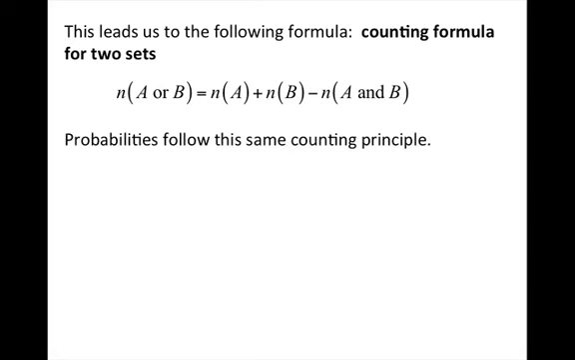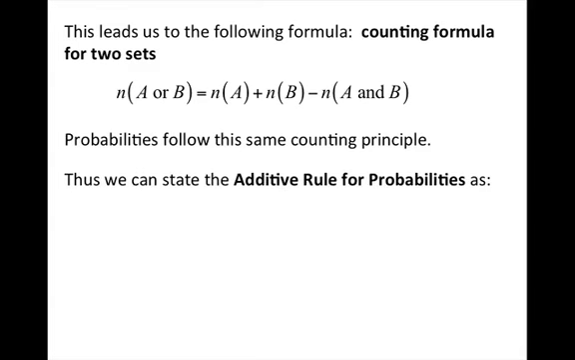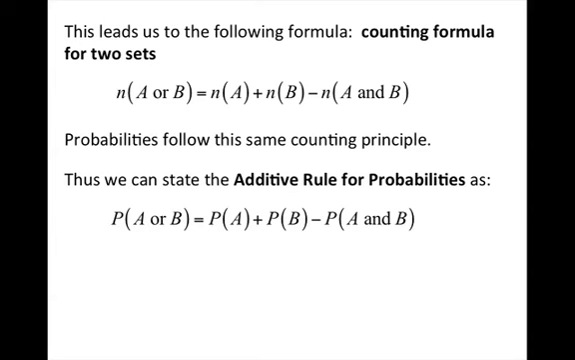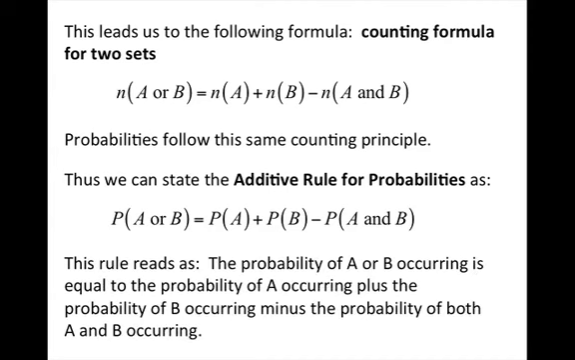Probabilities follow this same counting principle. We can use the additive rule for probabilities as the probability of A or B is equal to the probability of A plus the probability of B minus the probability of both happening, A and B. This rule reads as the probability of A or B occurring is equal to the probability of A occurring plus the probability of B occurring minus the probability of both A and B occurring at the same time.